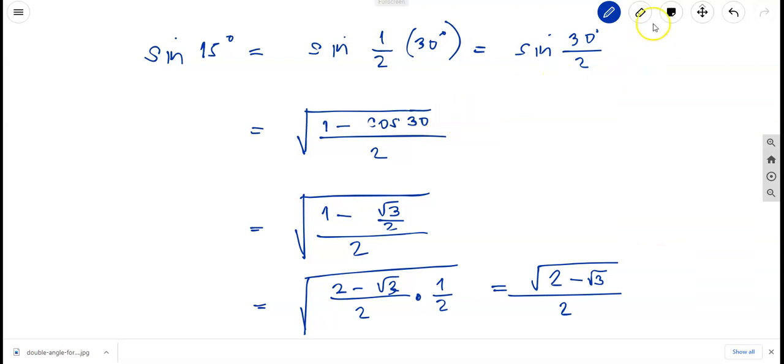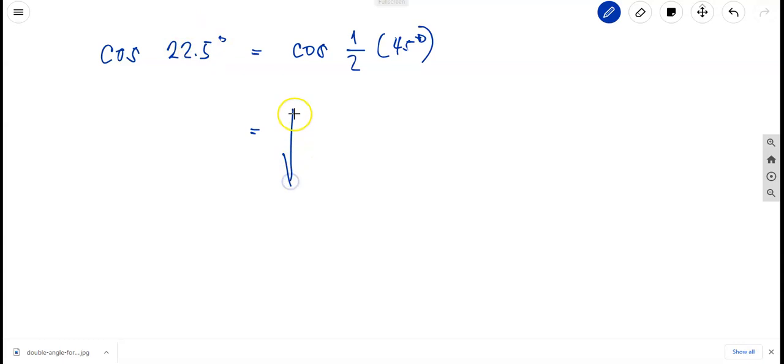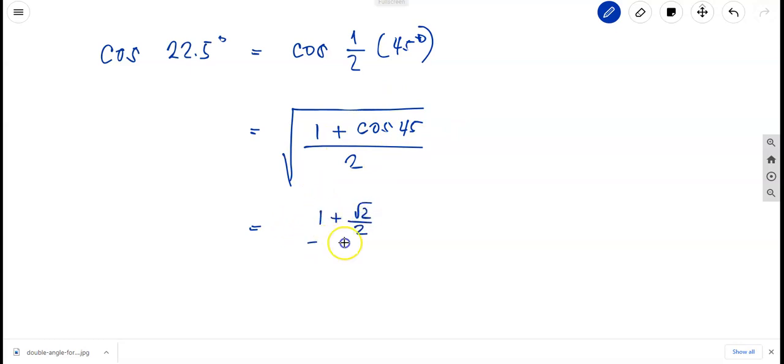Okay, let's try more examples. How about cosine 22.5 degrees? Cosine 22.5 degrees is equal to cosine of 1 over 2 times 45 degrees, so u over 2. This is still in the first quadrant, so we use positive. We have the square root of 1 plus cosine 45 all over 2. Cosine 45 is equal to square root of 2 over 2, so we have 1 plus square root of 2 over 2, all over 2.